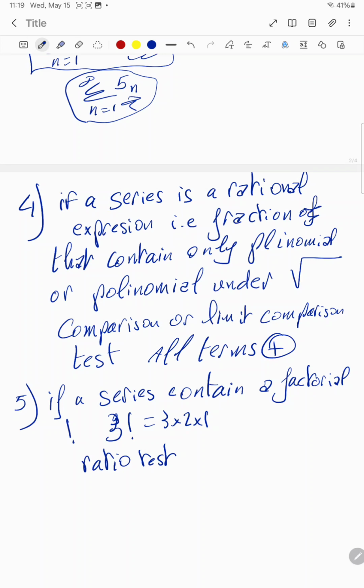If it contains a constant, like k to the power of n, then the ratio test may work too. Ratio test may work. We'll see examples.